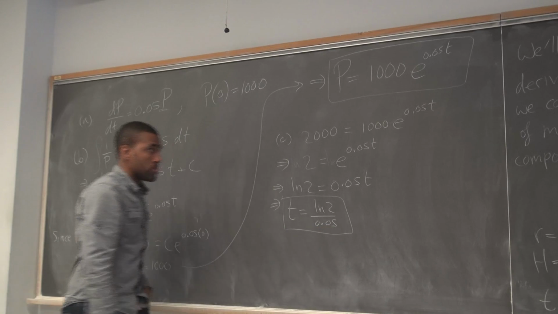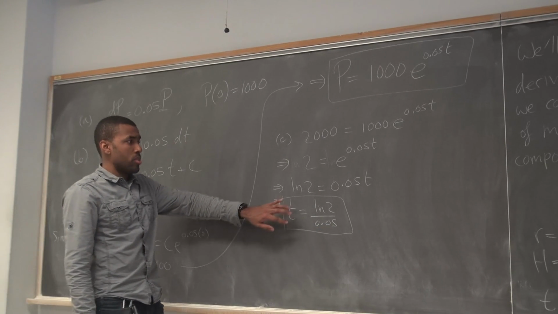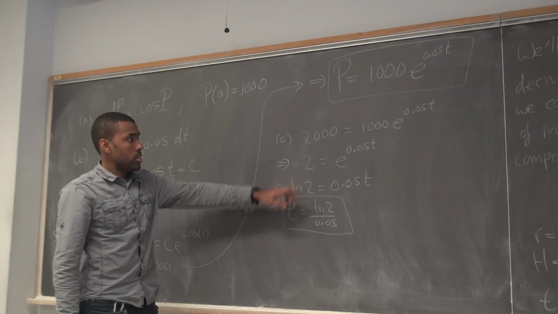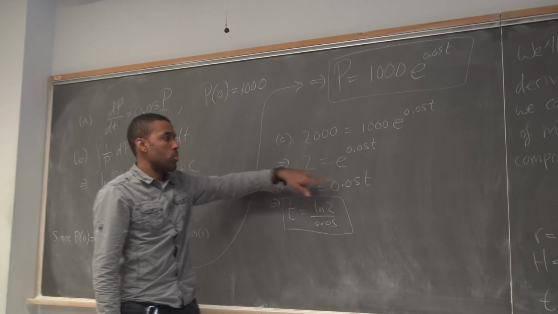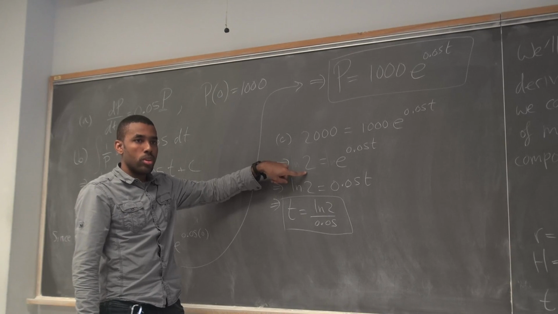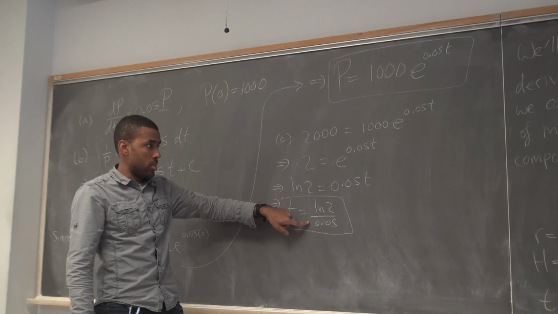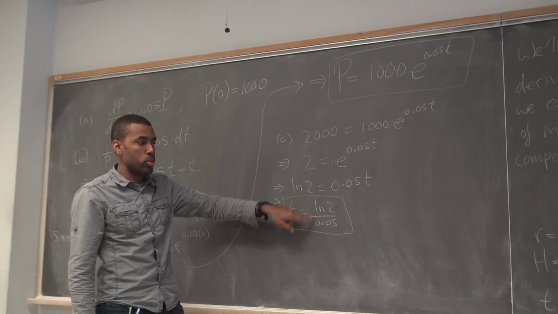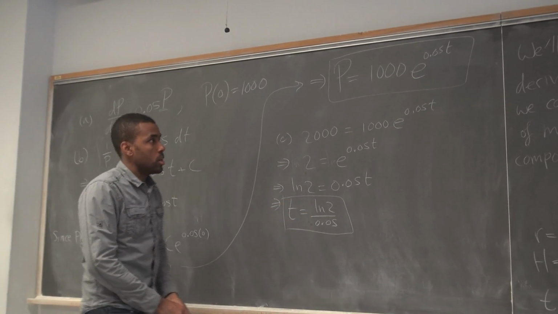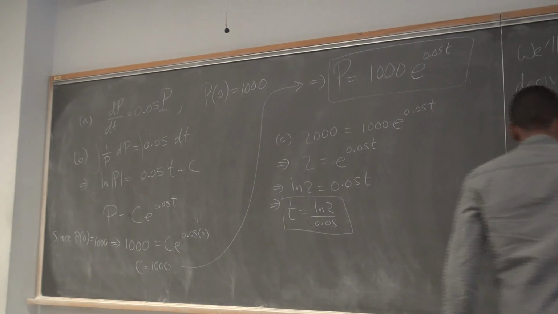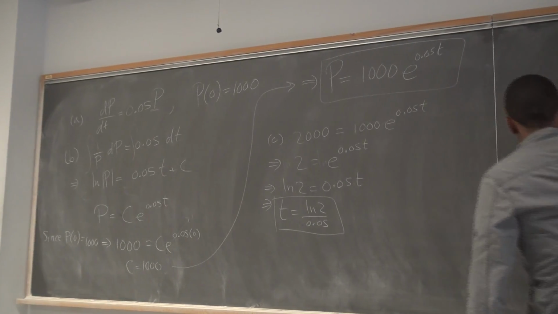And notice that this is sort of a general thing. The 2,000 and the 1,000 didn't matter. As long as over here was double there, when you divide, you'd always get 2. And then it would always be this, right? The time to double will always be ln 2 over the growth rate, right? So that's that. Part D.